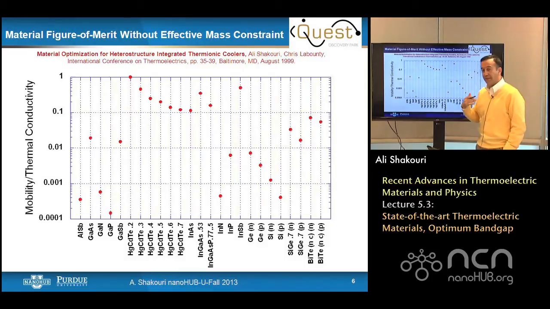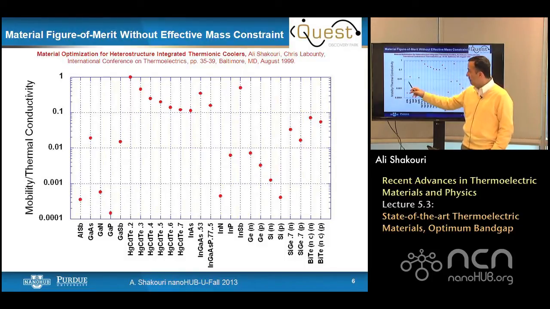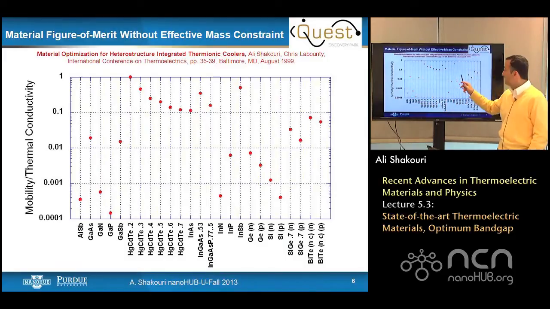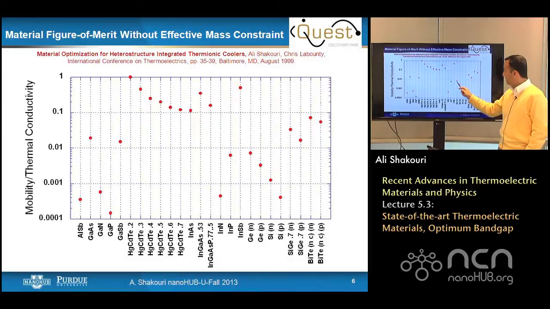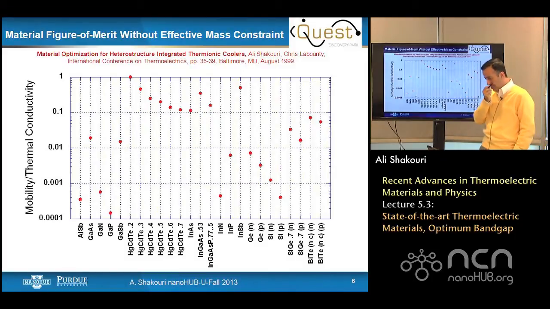Often it is said that we need a good electrical conductivity and bad thermal conductivity for thermoelectrics. Based on this criterion, this is not the dominant factor. The effective mass plays a big role. One has to pay attention.